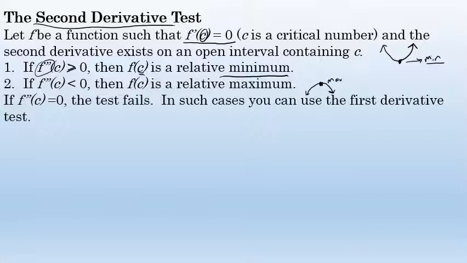There will be times where you'll substitute a critical number into the second derivative and you'll get a 0, and that doesn't tell you anything. In such cases, you'll have to use other methods to identify what's happening at that critical number.